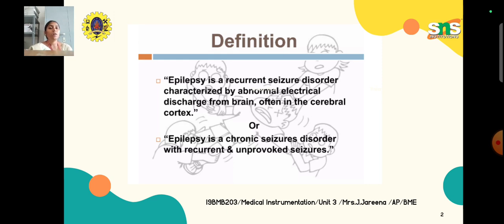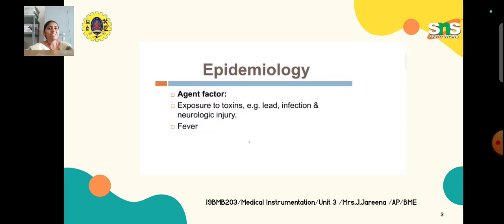So if you see the definition, epilepsy is a recurrent seizure disorder that is because of abnormal electrical discharge or electrical activity from the brain, especially in the area of the cerebral cortex. So the cerebral cortex is an area. If you see abnormal electrical discharge from that area, it will lead to the disorder that is nothing but epilepsy. Okay. The other definition is that epilepsy is a chronic seizure disorder with recurrent and unprovoked seizures. So these are two definitions. You can use any definition for your better understanding. On the whole, epilepsy is a kind of brain disorder because of abnormal electrical discharge from the brain.